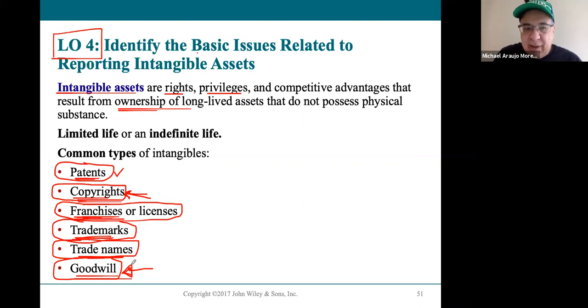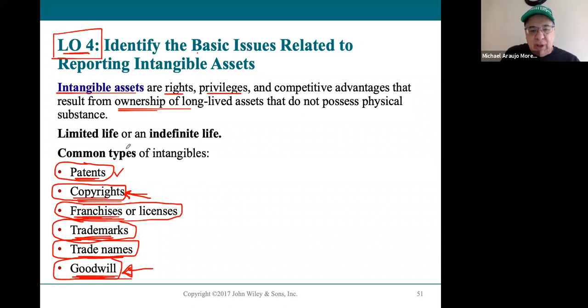A year or two after they bought Marvel, they bought Star Wars. They bought all of the Lucasfilms. So Disney owns all the Star Wars characters. And again, they overpaid for Star Wars. And that overpayment was recorded as goodwill. Okay. So important stuff to know in terms of what they are. That's the purpose of Objective 4. Are you able to identify all of these types of things?